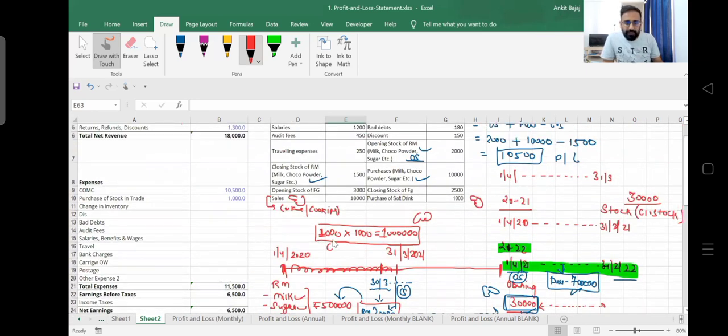Here you can see, is there any opening stock of raw material, finished goods, or closing stock of finished goods given? You can see it is given. Opening stock of finished goods is 3,000, and closing stock of finished goods is given as 2,500. At the beginning of the year, you had cash of 3,000 rupees, and at the end of the year you have 2,500 rupees, right? So you can say that you have spent 500 rupees somewhere. So here you can see.